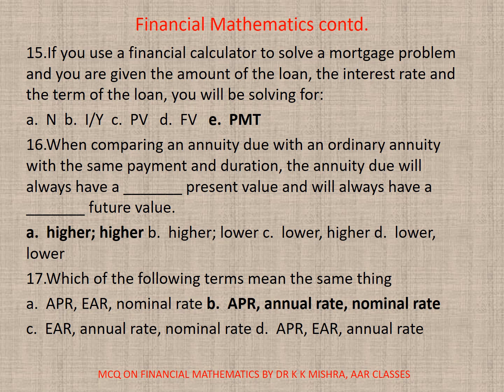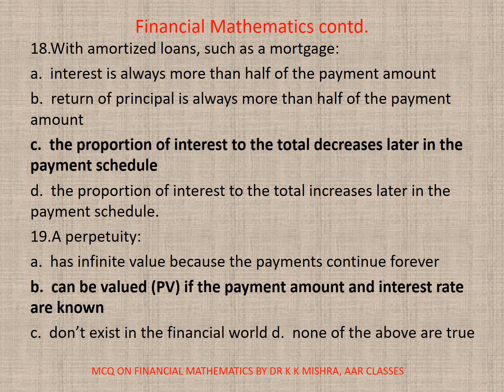17. Which of the following terms mean the same thing? So, the correct option is B. APR, annual rate or nominal rate, they are the same. 18. With amortized loans such as mortgages, the correct option is C. The proportion of interest to the total decreases later in the payment schedule.